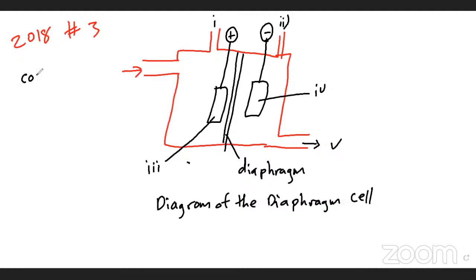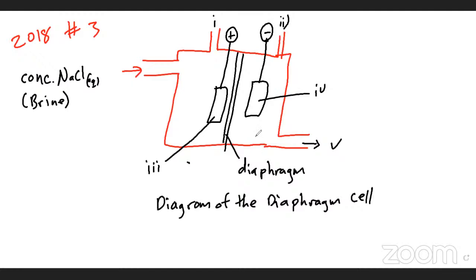So we use concentrated salt water, which is sodium chloride. But you're also right, it is also called brine. So if you see brine, it is the same thing as sodium chloride. So they're asking us to label each of these parts, right?